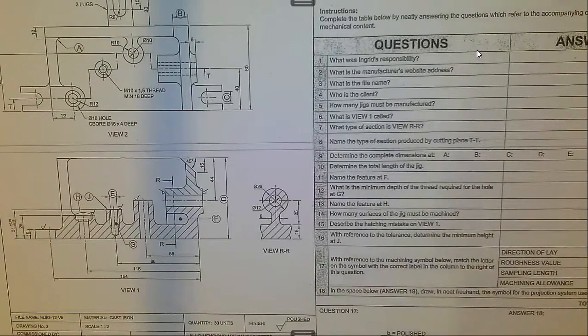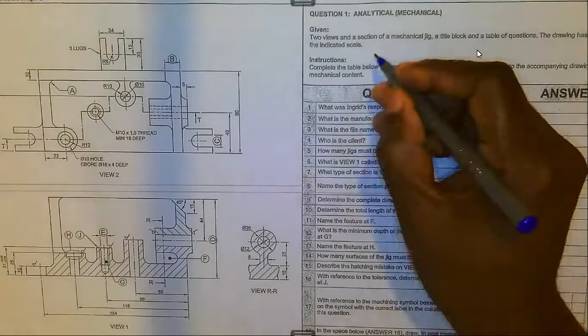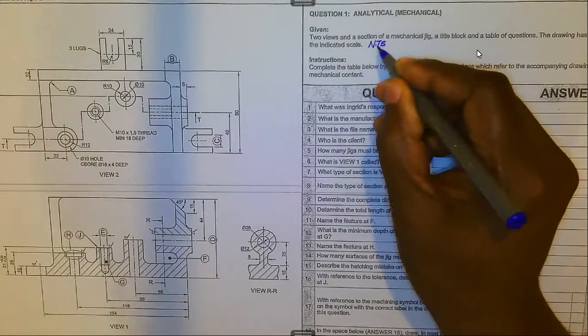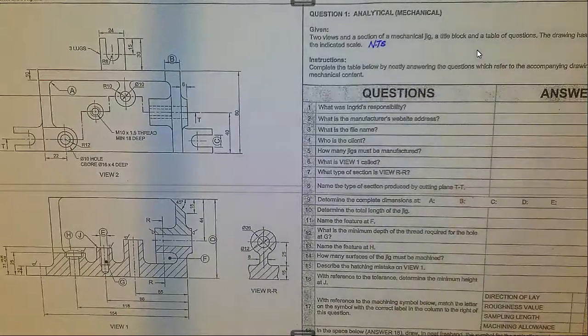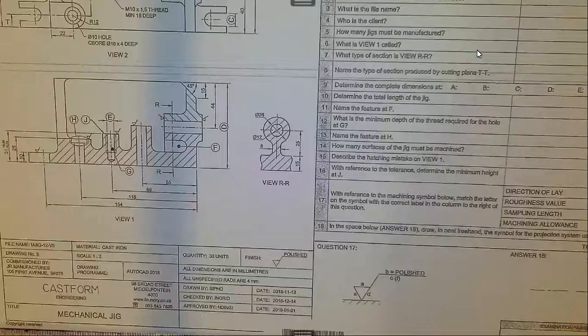Yesterday, we spoke about this and we said that if it's not drawn to the indicated scale, you'd find that we use this abbreviation NTS, not to scale. So complete the table below by neatly answering the questions which refer to the accompanying drawing, the title block, and the mechanical content that is given. Earlier on, we spoke about the title block at the bottom.